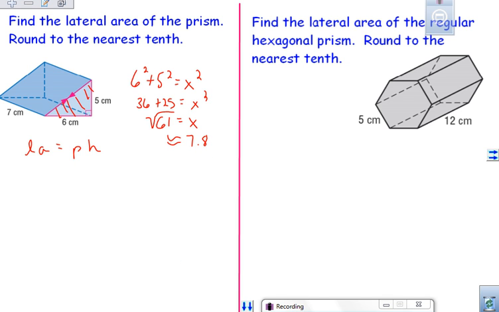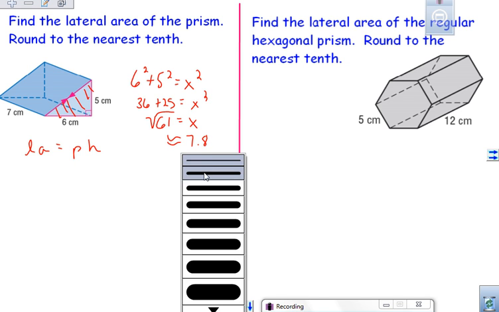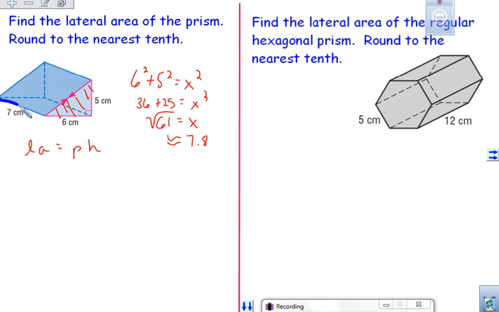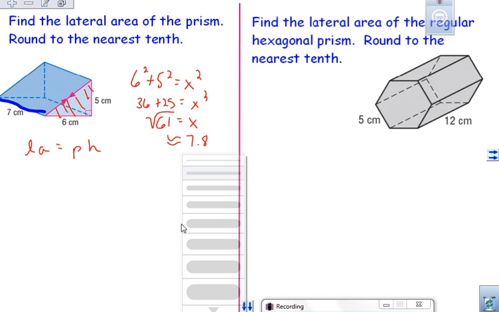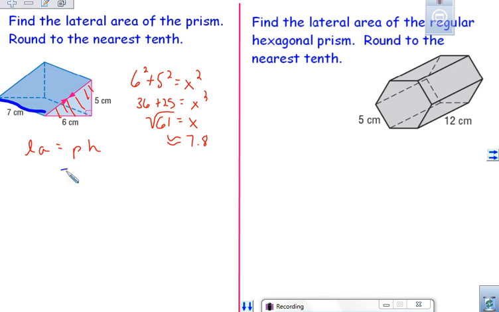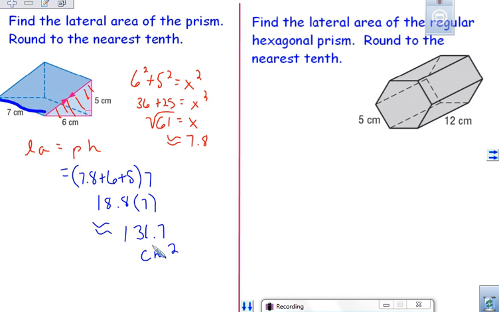So we have to figure out what the height of this triangle is. And the height has to be the perpendicular distance to the base. So that's going to be the 7. So our perimeter is going to be 7.8 plus 6 plus 5 times the height, which is 7. So I see 18.8 times 7. Label would be square centimeters because this is area.